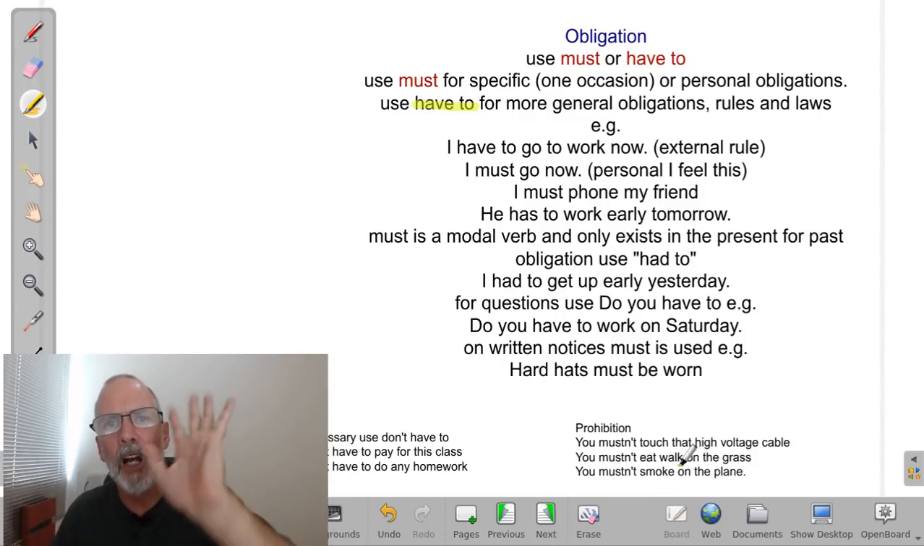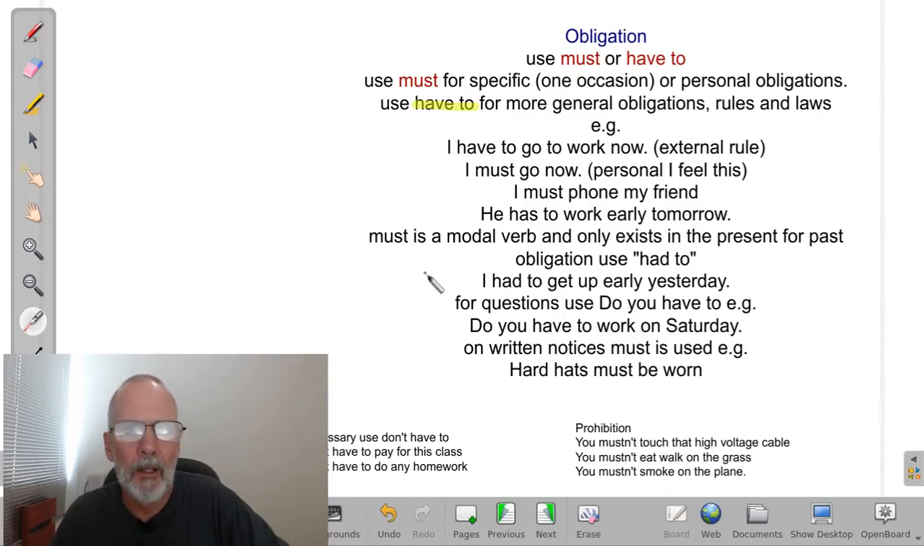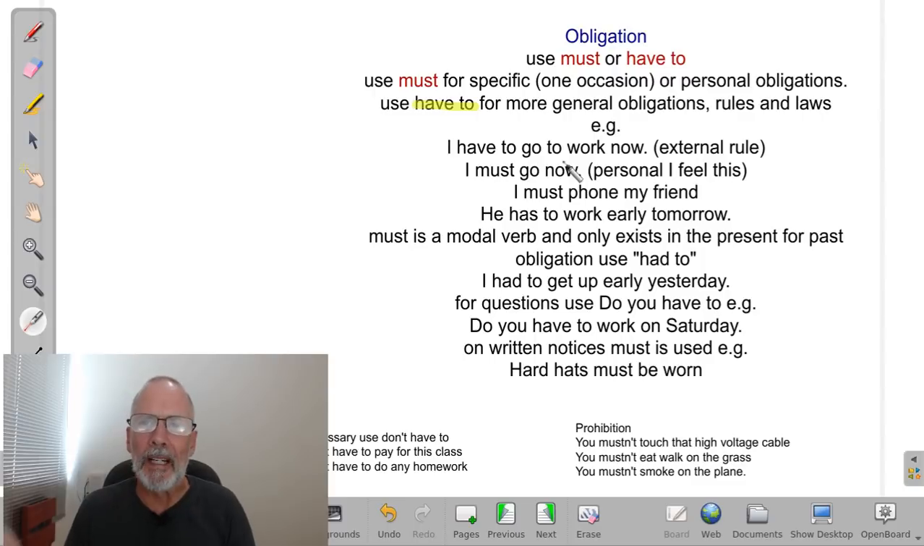Both of these are used for obligation. But I have to go to work now. Here I say have to because the reason I have to go to work is because the company tells me that I need to be able to work at 8 o'clock, let's say. So it's an external rule. It's not something that comes from my feelings. I have to go to work now.